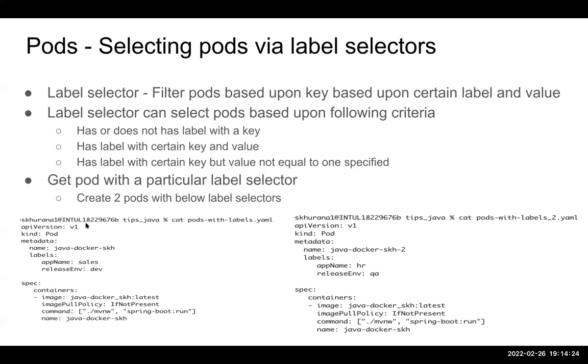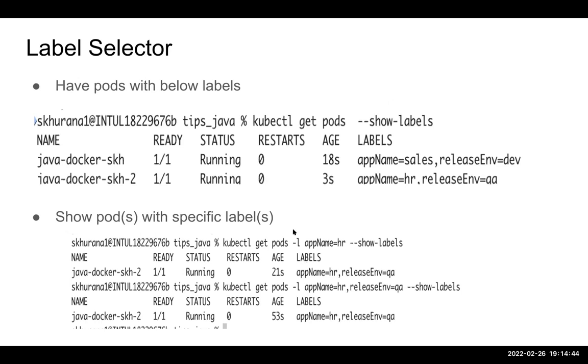So I create this pod I just created, and I will create another pod also. The difference between this and the other pod is that here you have app name sales and release environment dev, and there you have app name HR and release environment QA. So let's create that as well. Let's go through this first and then we'll see the example. You see the labels of both: for one, app name sales, release environment dev; for the other, app name HR and release environment QA.